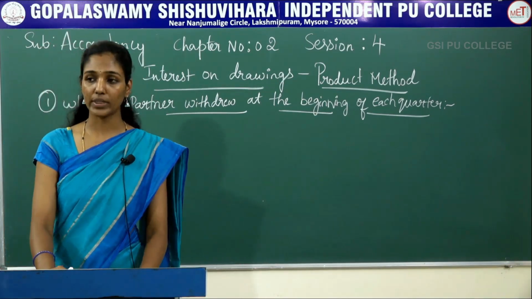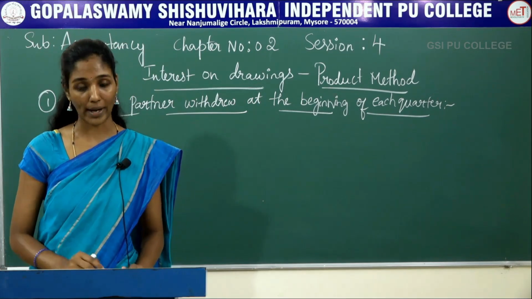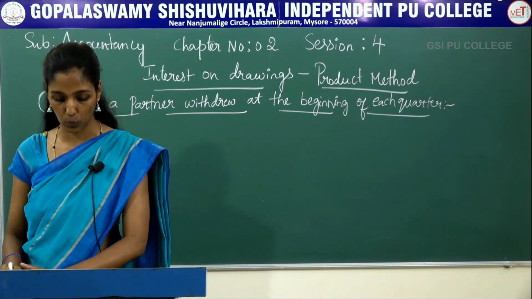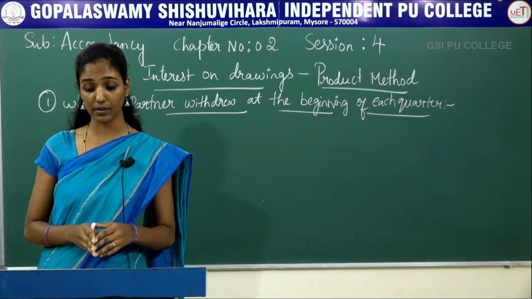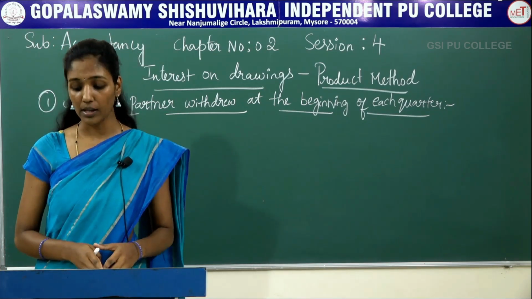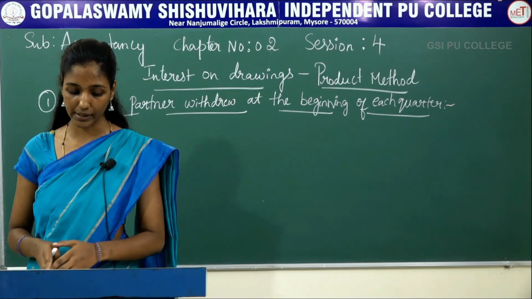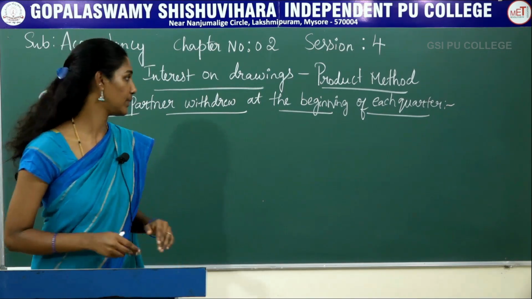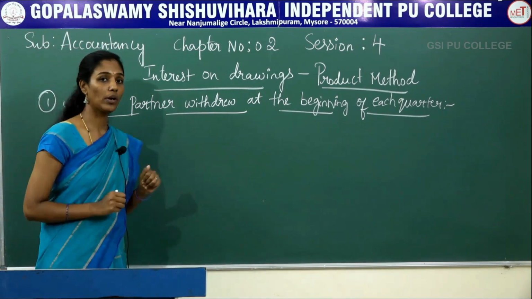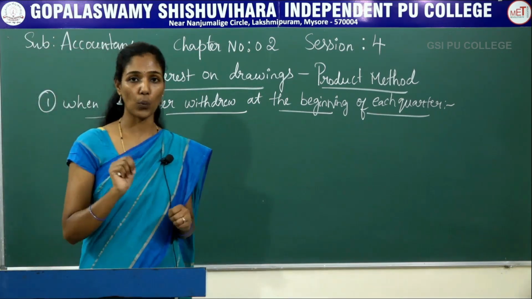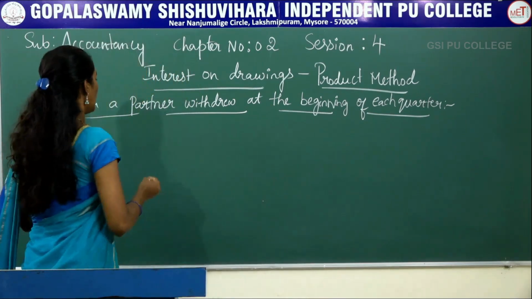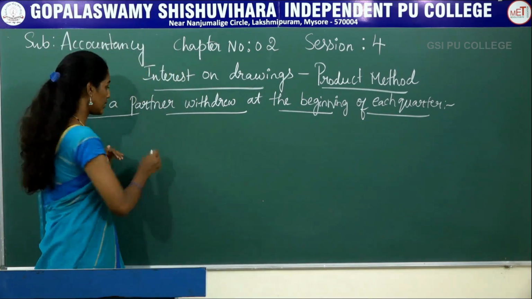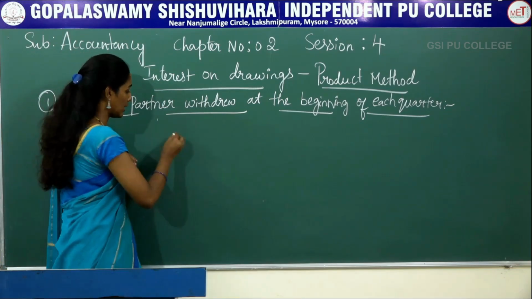Uma, a partner, withdrew rupees 3,000 quarterly at the beginning of each quarter. Calculate interest on Uma's drawings at 8% per annum for the year ending 31st March 2019 under product method. As you all know, in a year there are 4 quarters. Each quarter has 3 months. First, let us understand the quarters.